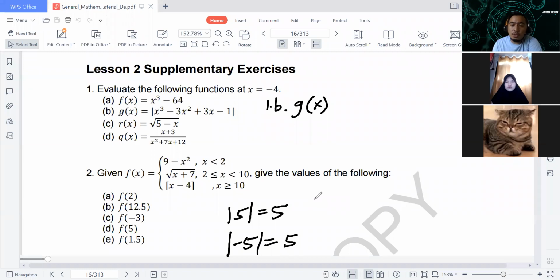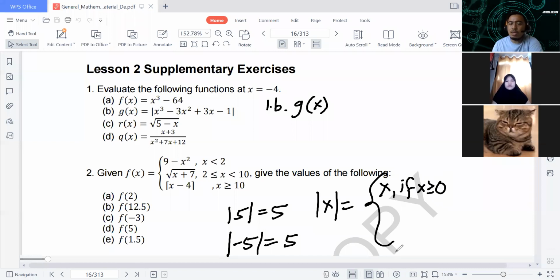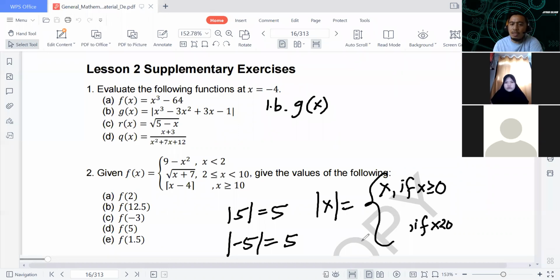from the definition of absolute value, actually absolute value is given by a piecewise function. The absolute value of x is equal to x if x is greater than or equal to 0. It means if the input here is greater than or equal to 0, the answer is the same as what is given. Okay? Then if the input is less than 0 or negative, then the answer here should be the negative of your x. So just remember this. This is the definition of the absolute value.